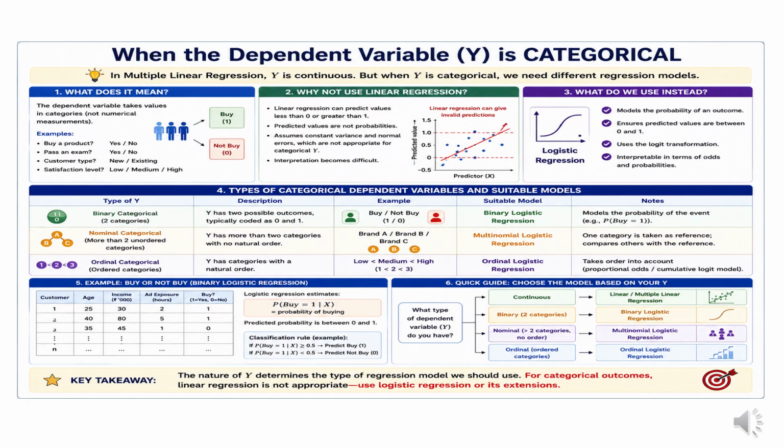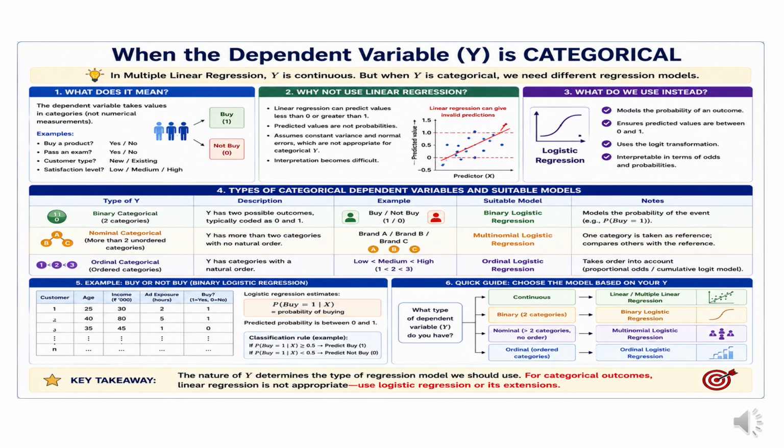Now, can we use ordinary linear regression here? No, not as our standard model. Why? Because linear regression can produce predicted values below 0 or above 1, but a probability can only lie between 0 and 1. Also, the assumptions we discussed for ordinary linear regression are not naturally suited to a binary outcome. Therefore, we need a different type of regression model. And one of the most important models for a binary categorical dependent variable is logistic regression.